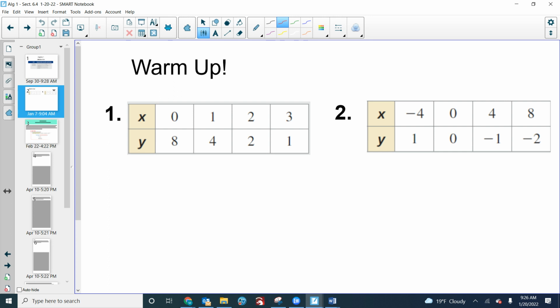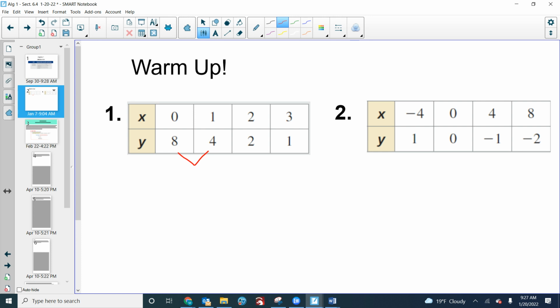Notice the x's are changing by 1 each time, going up by 1. What's happening to the y's? You need to think 2 different ways. 1, linear: is it changing by a constant amount each time? Or 2, exponential: is it changing by a factor each time? If I start with linear, it goes down 4, then down 2. If it was linear, it would go down 4, down 4, down 4. Not linear. Agree?